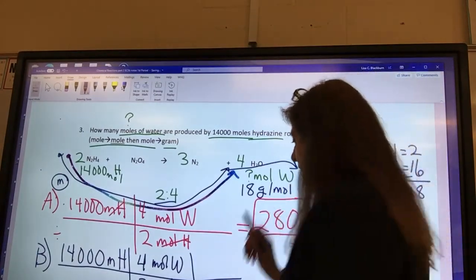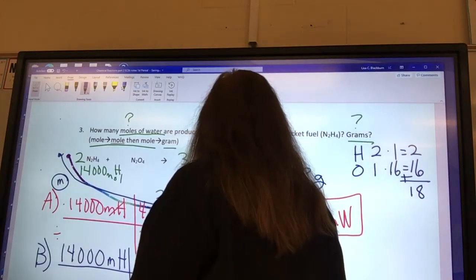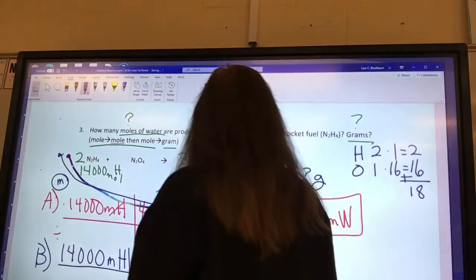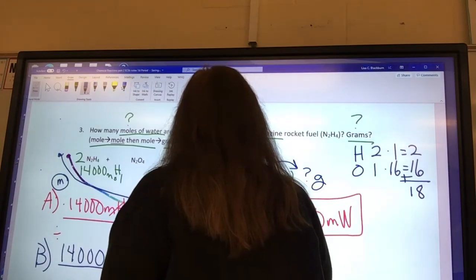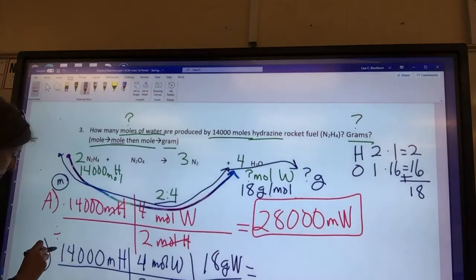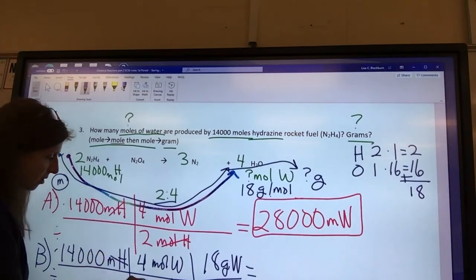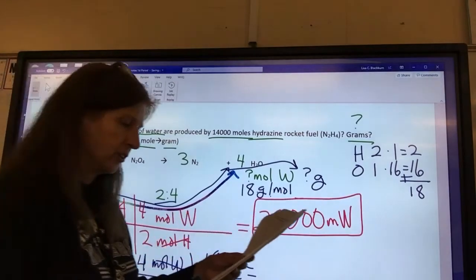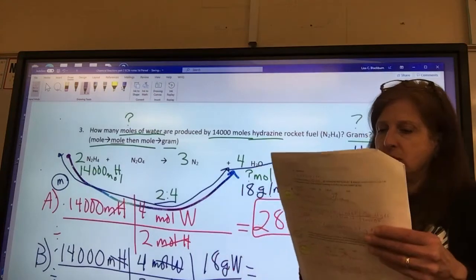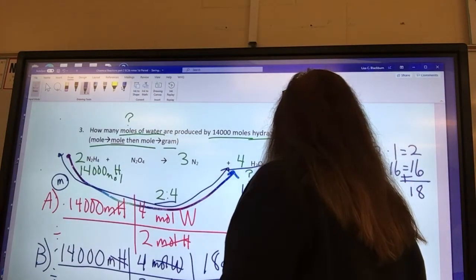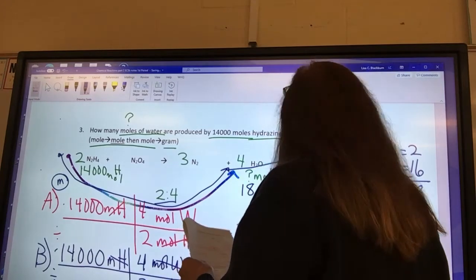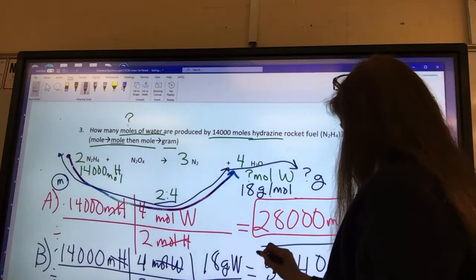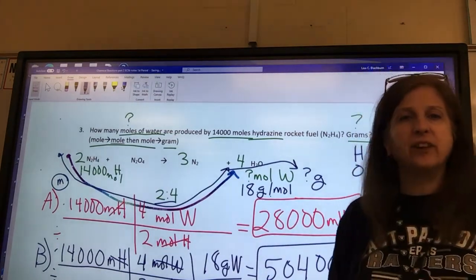18? Nope. One. It's an understood one. 1 mole of water. What goes on the other side of the fraction bar? 18 grams. 18 grams of water. Multiply any number on top. Okay. Divide any number on bottom. Moles of hydrazine mark out. Moles of water mark out. And I'm left with grams of water. Do it on your calculator. What did you get? 504,000. Yep. And that's grams of water. Okay, how are we feeling about that one?